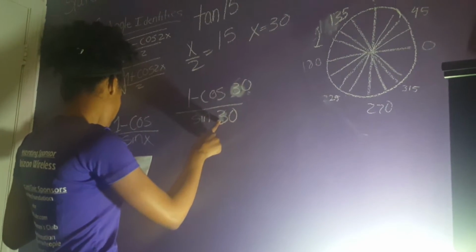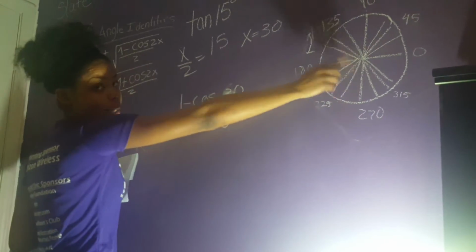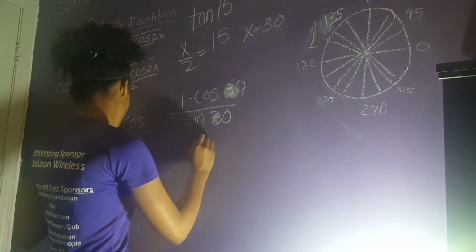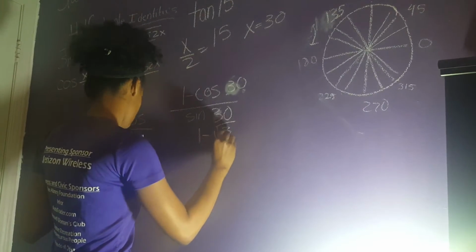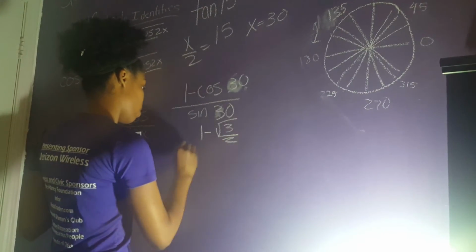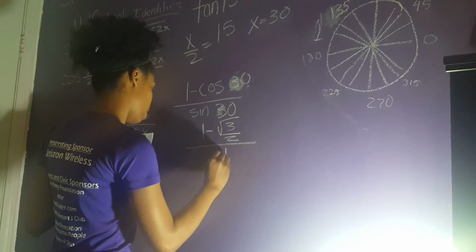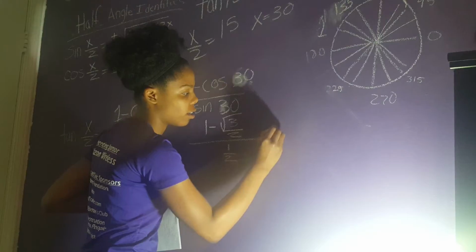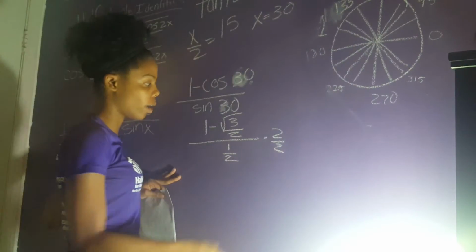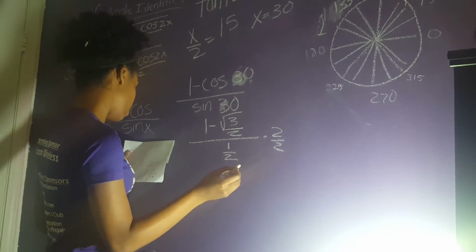So now we're going to plug those in. We know what that is because of our unit circle. So now we know that it's going to be 1 minus square root of 3 over 2, all over 1 over 2. And so you're going to multiply that by 2 over 2, which is equal to 1. And you should get your final answer.